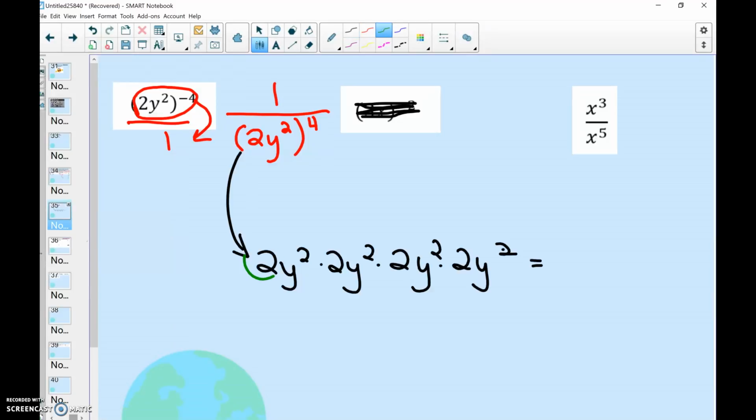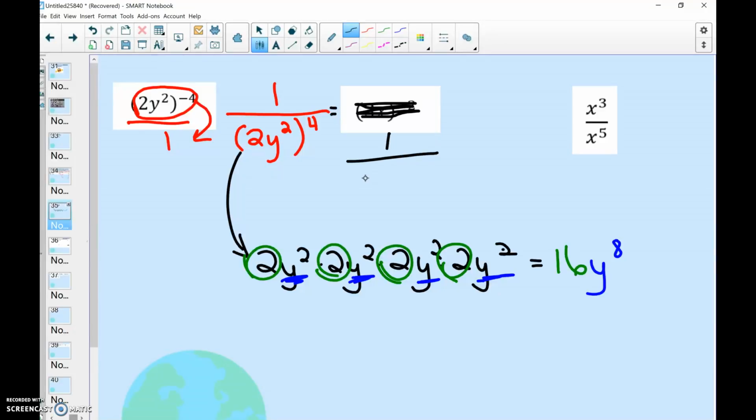So I've got 2 times 2 times 2 times 2. If you either plug that in your calculator or do it mentally, you get 16. I have y squared, y squared, y squared, and y squared. If I add up all those 2's, because remember these are exponents now, 2 plus 2 plus 2 plus 2 is y to the 8th. And hopefully you caught the fact that we still have to put it back into our fraction, so it's really 1 over 16 y to the 8th for that answer.